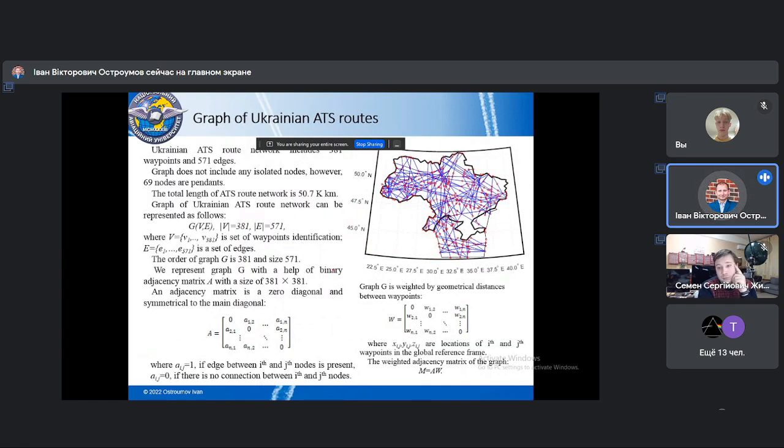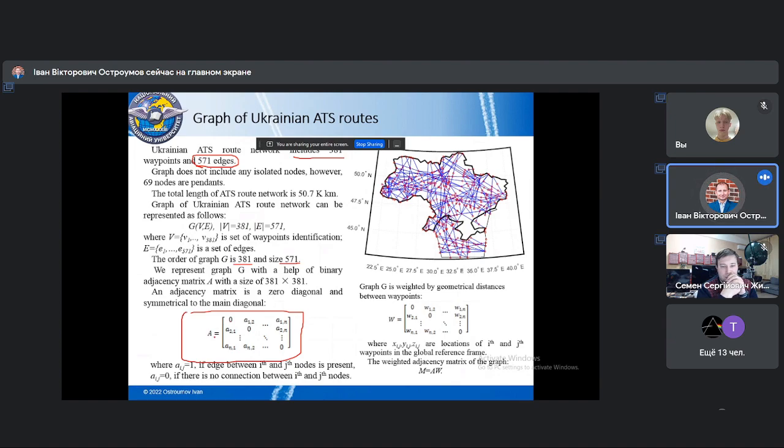Here you can see the main description of this network. The order of the graph is 381 and the size is 571, which means that we use 381 nodes or waypoints and 571 edges in our graph. To specify this graph, we use an adjacency matrix. You can see it here.